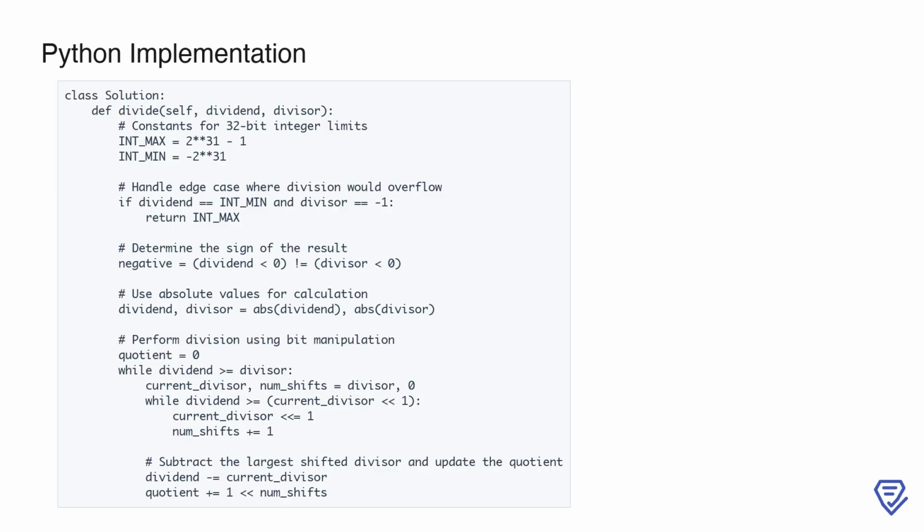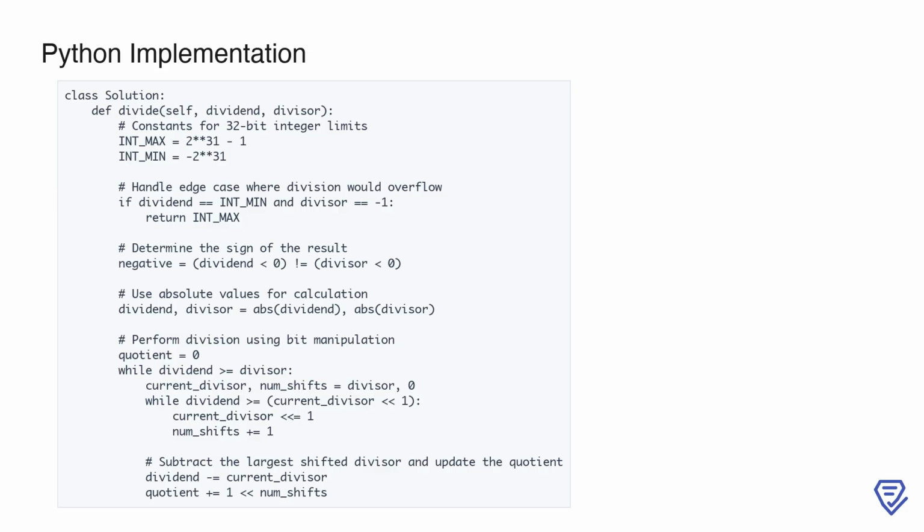Now, we determine the sign of the result by checking if the dividend and divisor have opposite signs. If they do, the result will be negative. For simplicity, we convert both the dividend and divisor to their absolute values, as the sign will be applied at the end. The division itself is implemented using bit manipulation.